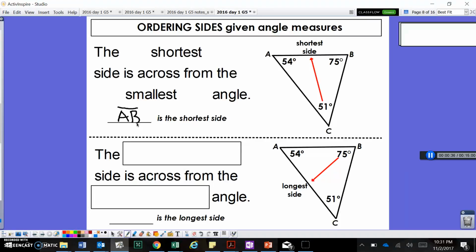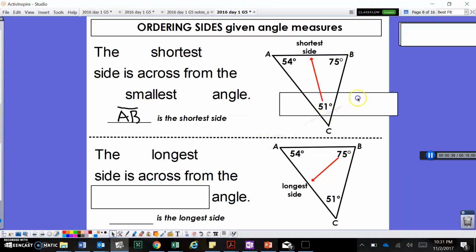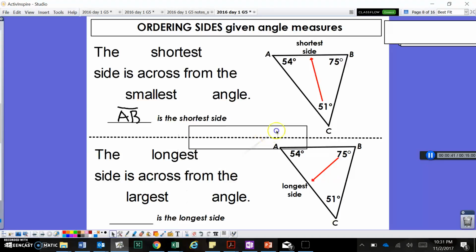Now, the longest side is across from the largest angle. So we have 75 as the largest angle. So that means the longest side would be side AC. Okay?